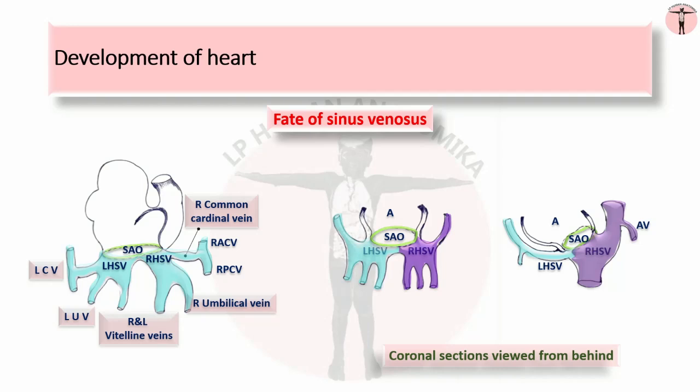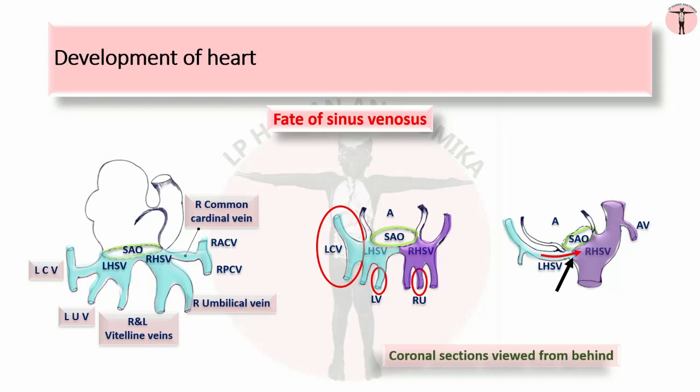As development proceeds in the 5th week, the left sinus horn rapidly loses its importance with the obliteration of the right umbilical vein and the left vitelline vein, and in the 10th week, the left cardinal system obliterates. Due to these obliterations, the blood entering the left horn of the sinus venosus is decreased and there is left to right shunting of blood. The size of the left horn of the sinus venosus is reduced and it becomes a tributary to the right horn of the sinus venosus.